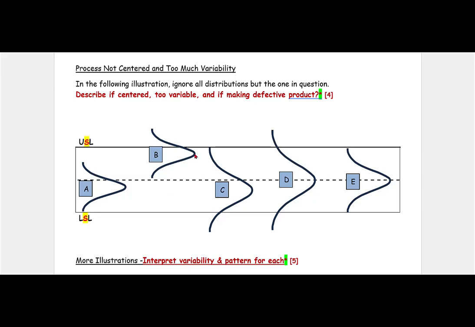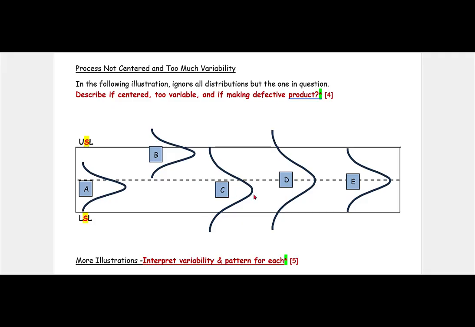B, is it centered? No. This is not there. It is not centered. Is it too variable? Is this distance greater than this distance? And the answer is no. It is not too variable. Is it making defective product? Yes, because some of the line exceeds above the upper engineering specification limits.